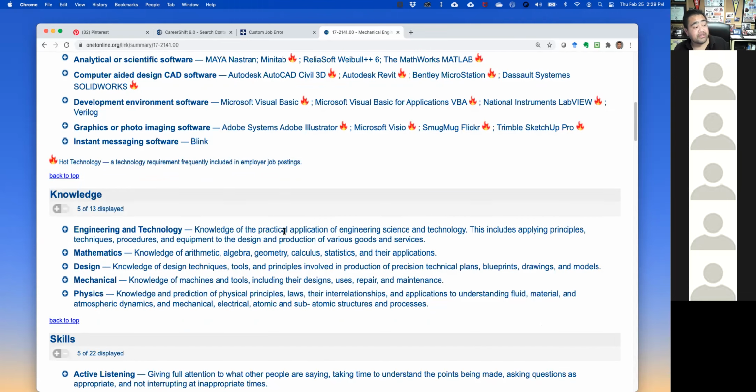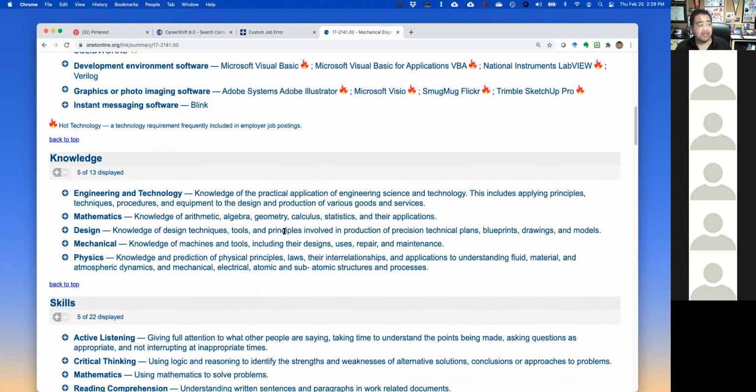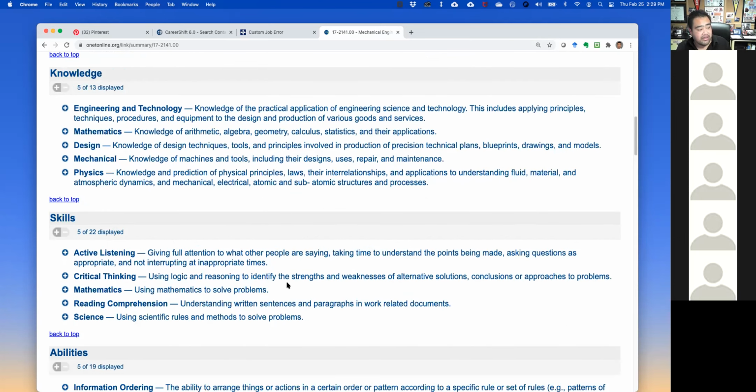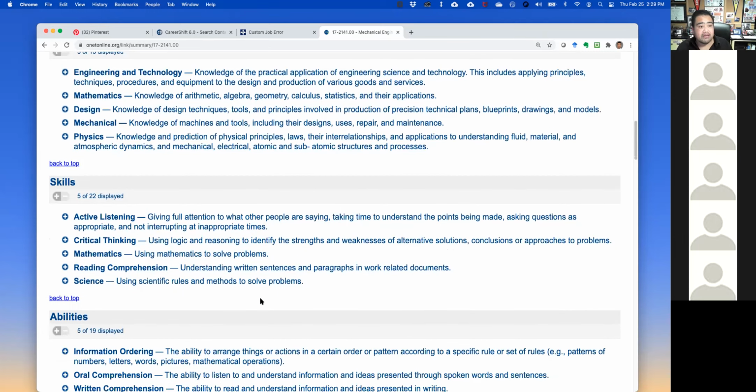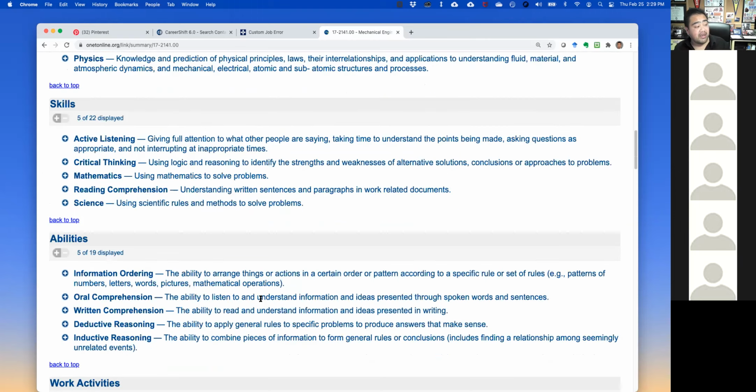Knowledge is more so the main knowledge base that mechanical engineers draw from. The other set of skills is more so the human skills and the non-visible skills. So, for example, active listening, critical thinking, and then part of this is also communication. Okay, and we see that in abilities.